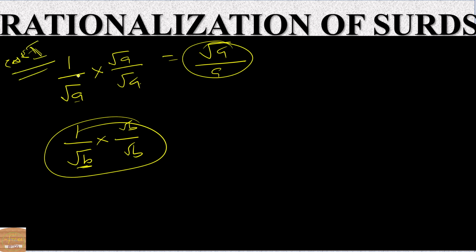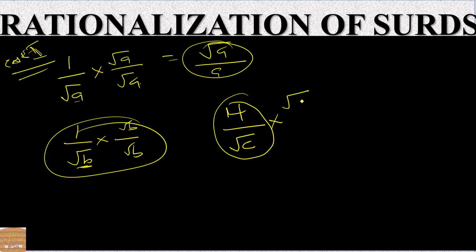Another example, in case we are given, let's say, 4 over root c, we can solve this by rationalizing. So we take root c on both sides, both numerator and denominator. 4 times root c is 4 root c, then root c times root c will be c. All right, so let's look at case 2.